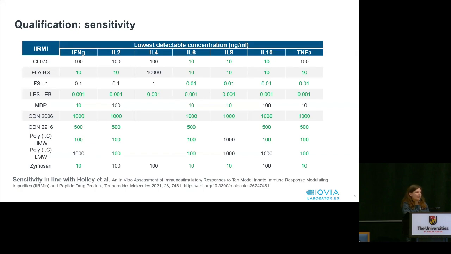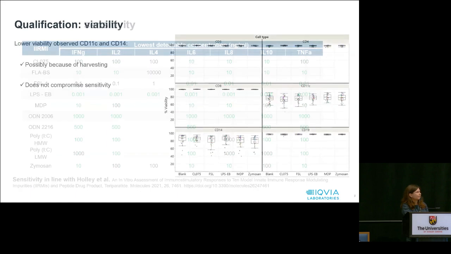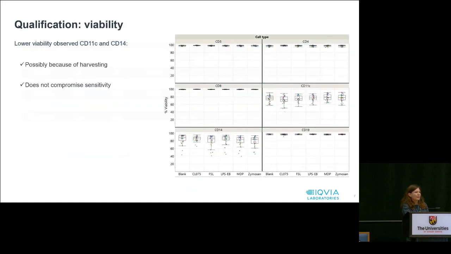This is very much in line with the sensitivity that is also described in the Holly paper. So we confirmed that with a PBMC assay, it is possible to detect these low levels of Hermes. For the viability, we wanted to mostly share the observation that we see lower viability for the CD11C and CD14 population compared to the T and B cell population.